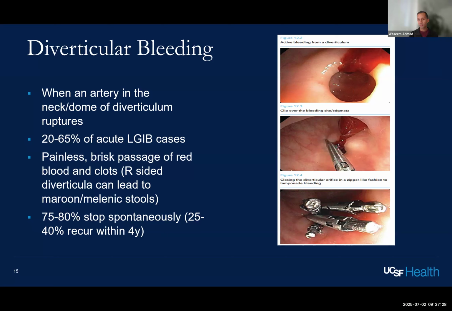On the right side, this is from DDCEP, and we'll show a quick clip on the next slide where you can see a little bit of blood emanating from a tick. And then, in this case, the endoscopist placed a few clips in a zipper-like fashion.